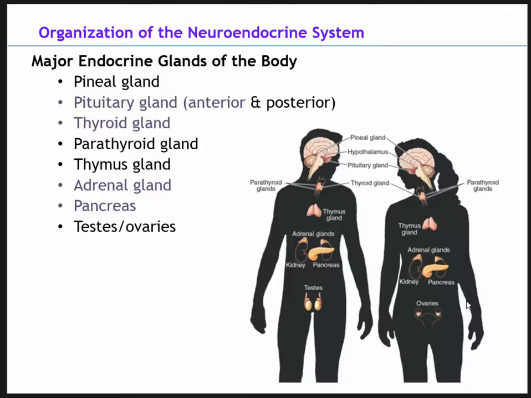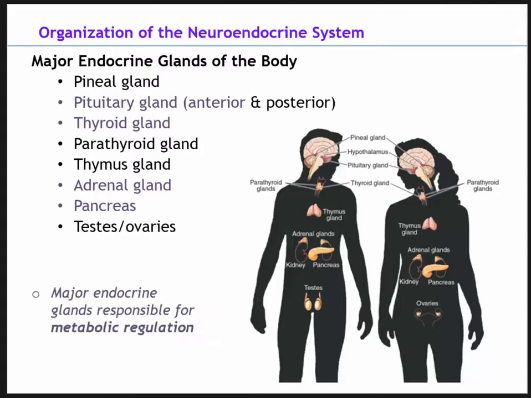So you see here that I have listed our major endocrine glands of the body. And if you look at this statement down here, the ones in purple are glands that regulate metabolic regulation. So we're about to talk about the pituitary gland, especially the anterior pituitary gland, and then we'll get into the thyroid gland. We don't talk about the adrenal gland and the pancreas until the end of this lecture.